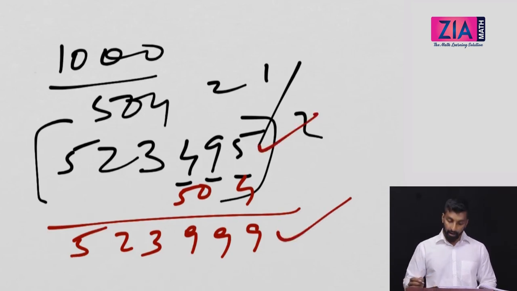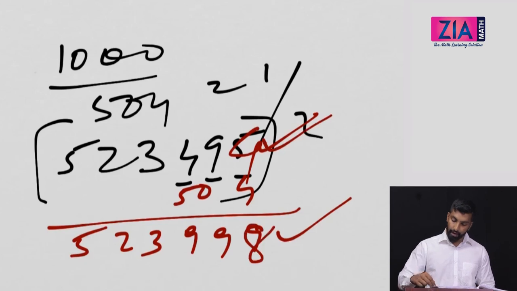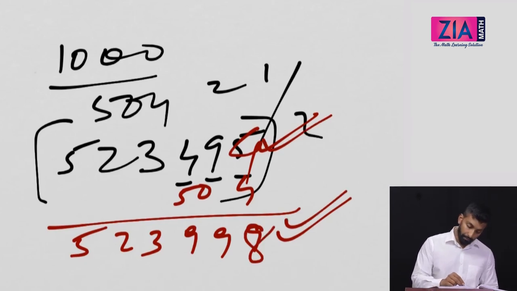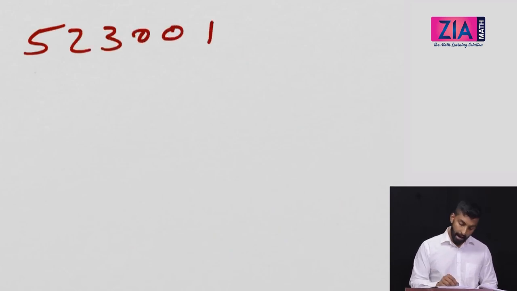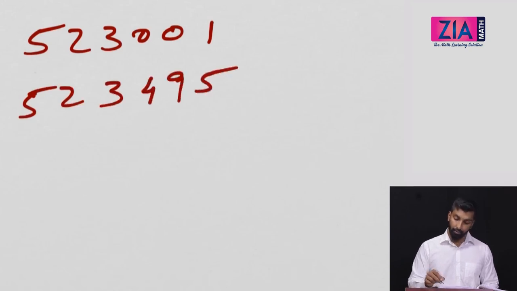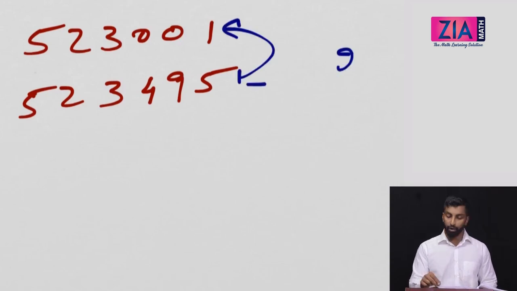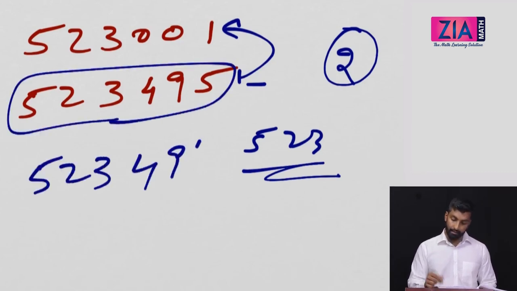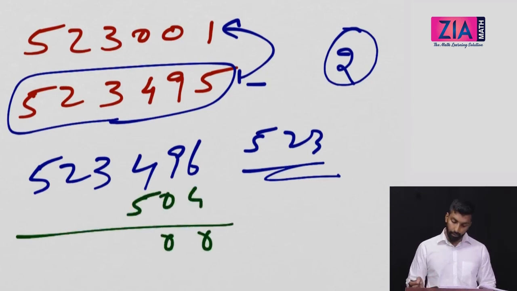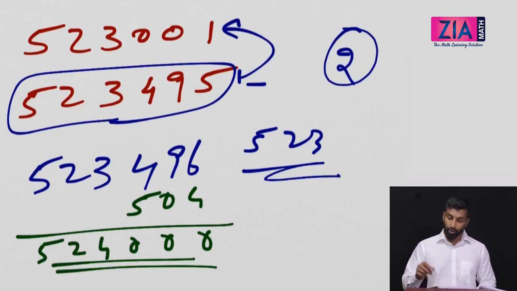So how many is possible? This is 1, this is 1. If it is 494, this will be 8. So again 2 is possible. So if the first number is between 523001 and 523495, you have 2 such possible numbers starting with 523. If the first number is greater than 495, let's take 523496, then the second number will be 504, so this is 0, this is 0, again this is 0, 4, 2, 5, starting with 524.